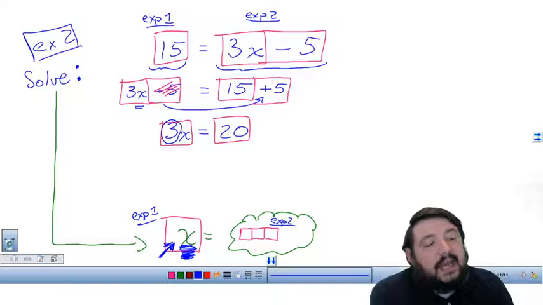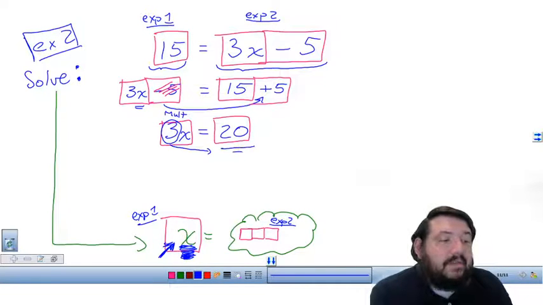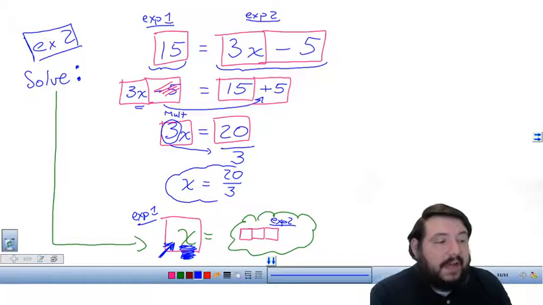Because it's next to the x, that counts as multiplication. So here it is a multiplier. When I move it to the other side, it just needs to become a divider. Okay, so now what do I get? I get x equals 20 over 3. Can I simplify this fraction? No, they don't have any common numbers that I could divide, so I cannot do that.